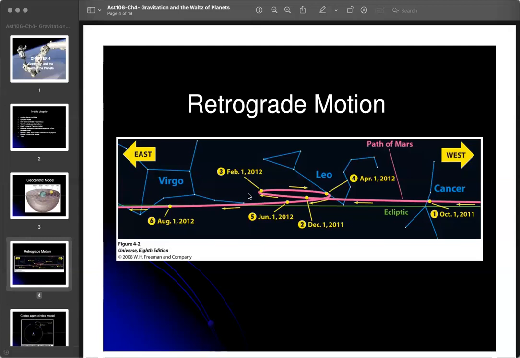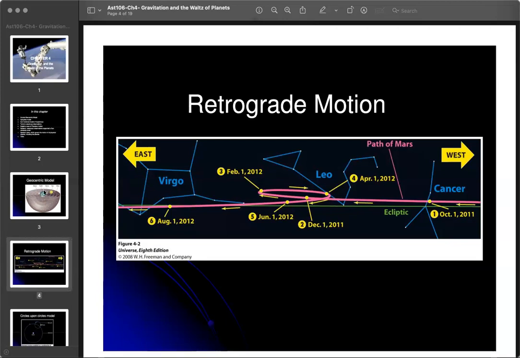However, the problem was that some of them seemed to stop for a little while, change their direction, move from east to west, then stop again, and then resume their eastward journey. And so for this small amount of time, they went in the opposite direction of their normal motion, and that was called retrograde motion. So here in this picture, Mars does this from February 1, 2012 to April 1, 2012. That is called retrograde motion.